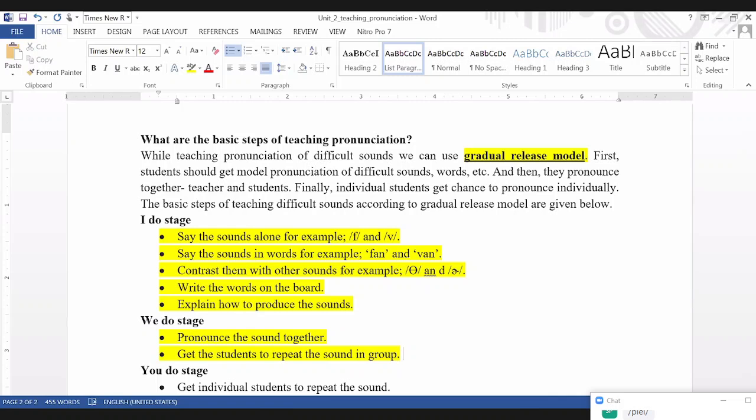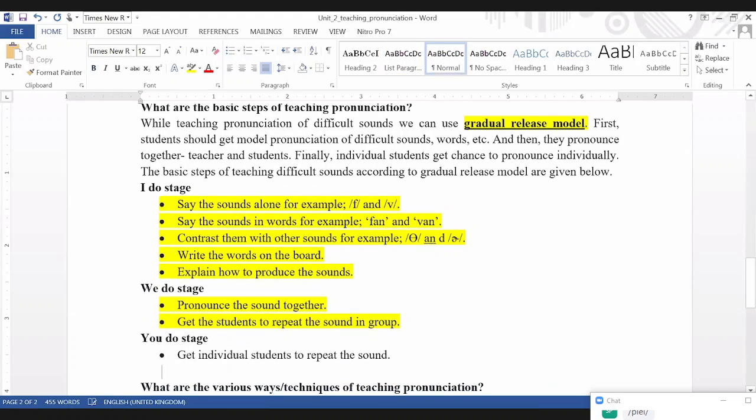Now, students in group, they try to pronounce the sounds using specific organs of speech like lower lip and upper front teeth. So then finally get individual students to repeat the sound. Let's check whether individual students can pronounce or produce these difficult sounds or not. We check finally. So this is what gradual release model.